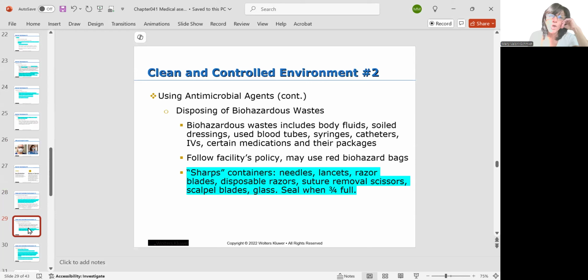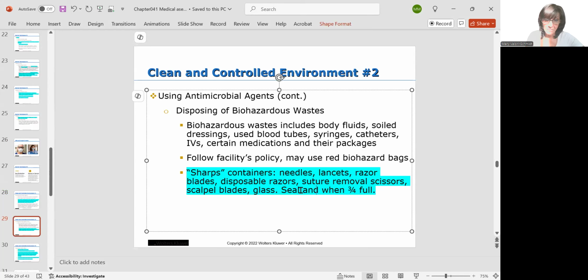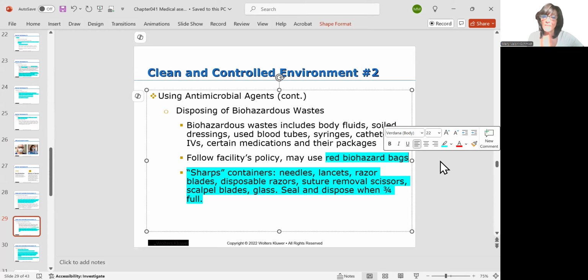Make sure you understand sharps containers. They're puncture proof, usually red containers. Anything sharp, hence the name, goes in them. Seal and dispose of them when they are 3/4 full. Okay. Do not wait for them to be overflowing. That's a no-no. Okay. And biohazard bags are usually red. If you have a patient that's got an infection and it's in a wound and the wound is draining copious amounts of drainage, you want to put that in a red biohazard bag, not just in the regular trash.